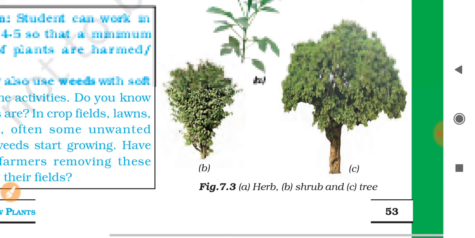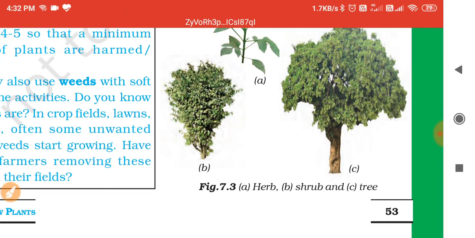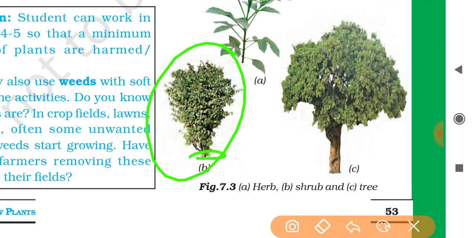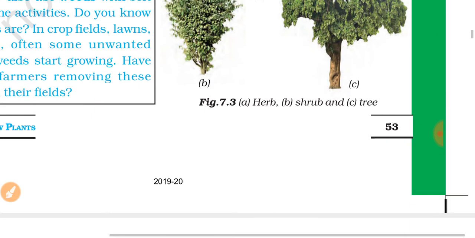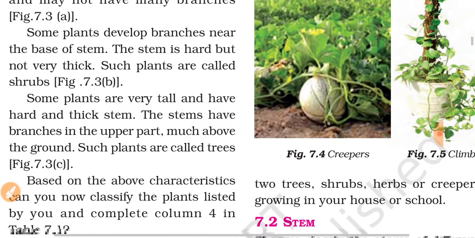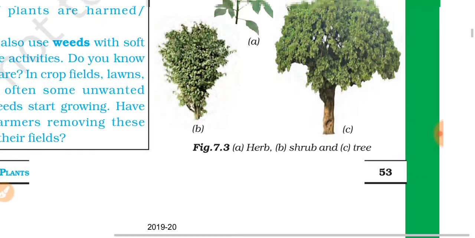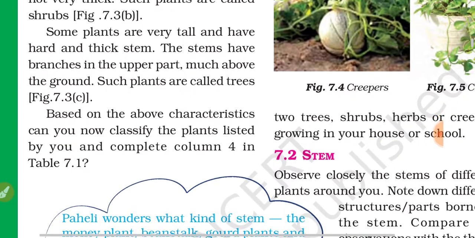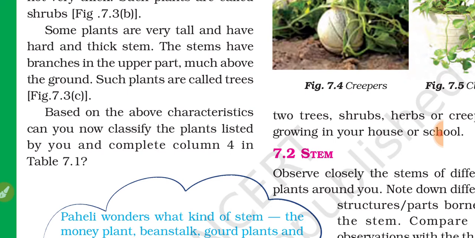You can see in the figure also, these are shrubs. Okay, just near the stem branches arise. Some plants are very tall and have hard and thick stems. The stems have branches in the upper part, much above the ground. Such plants are called trees. You can easily identify them. Okay, plants, because they are taller in height and have thicker and hard stems.